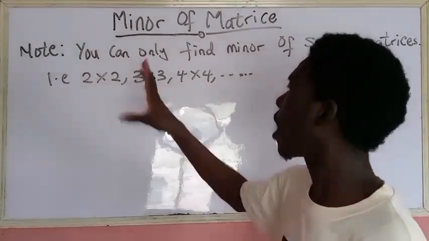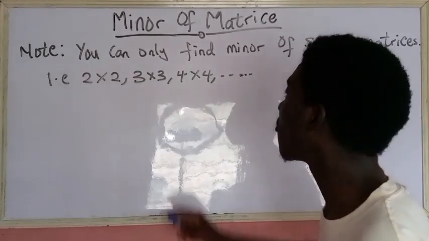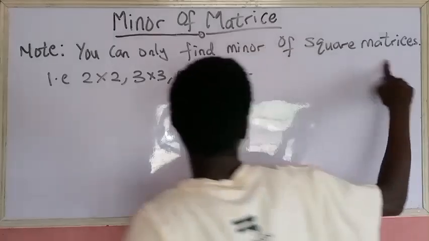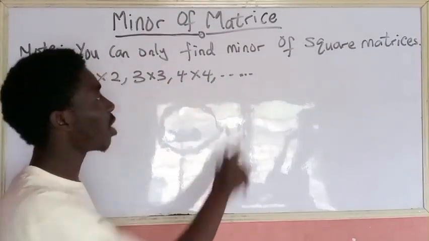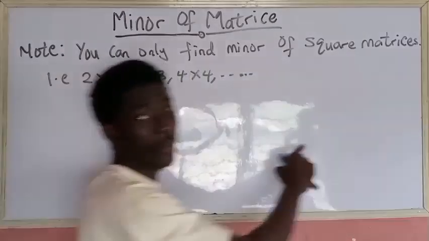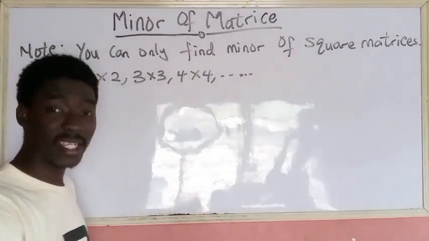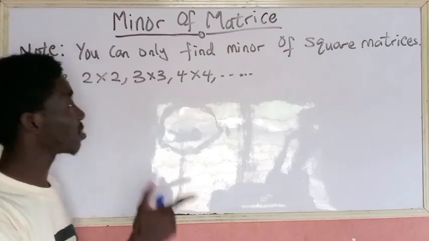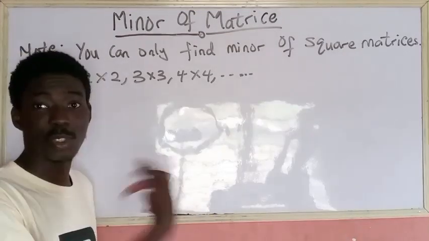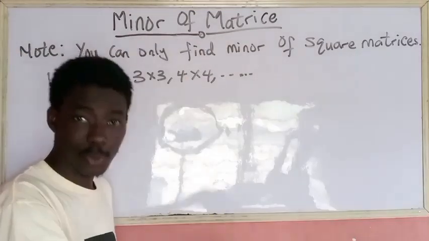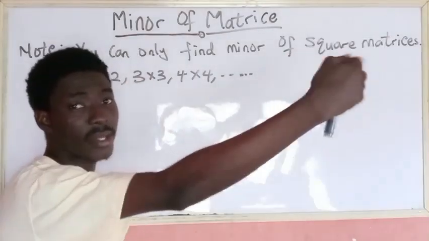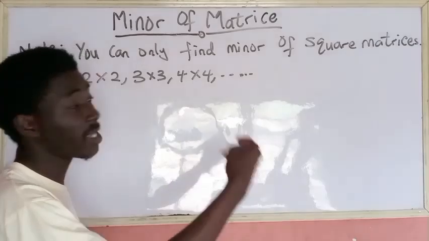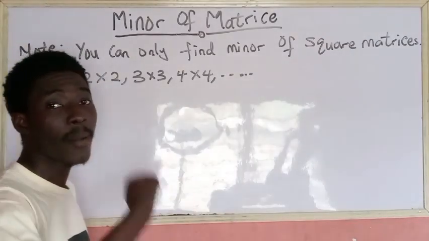And note, how do you find the minor of a matrix? We find the minor of only square matrices. You can't find the minor of a rectangular matrix. That is wrong. You can only find the minor of a square matrix. And what are square matrices? They are matrices that have the same number of rows and columns. A 2 by 2 matrix is a square matrix, a 3 by 3 is a square matrix, and so are 4 by 4, 5 by 5, and 6 by 6, and that's how it goes on.